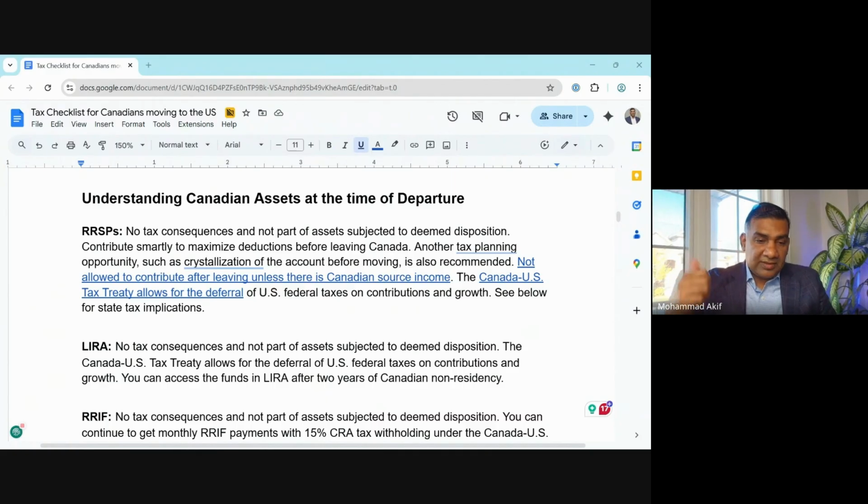LIRA, the next account, is LIRA. So no tax consequences too. Again, this is a retirement account covered by the tax treaty. Same issues, where again the CRA is not going to tax you on this. There's no deemed disposition. RSP, LIRA, both no deemed disposition.